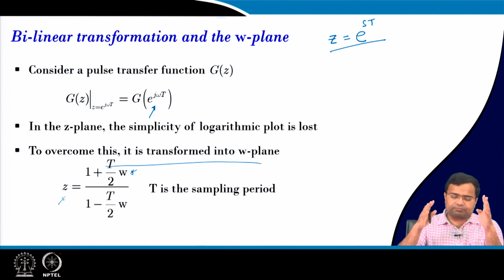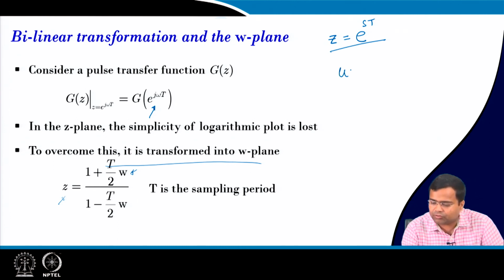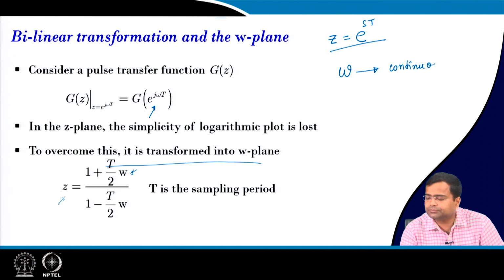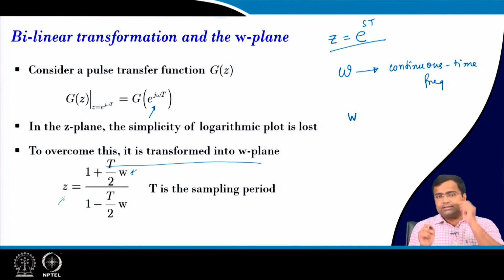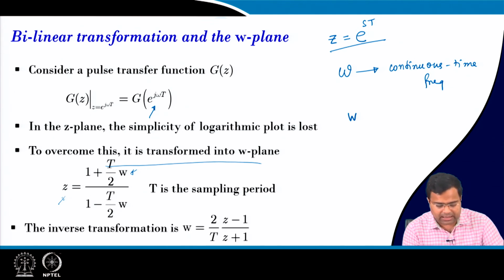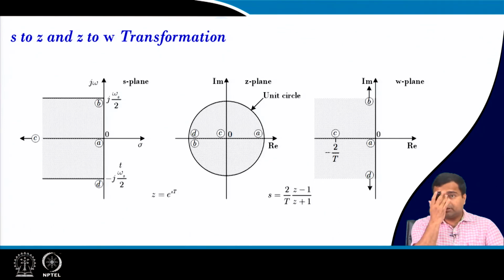That means, when you say omega, it is a continuous time frequency. When you say W, it is a transform domain from the Z transfer function. Okay. And this inverse transformation is also fine. We want to make sure how the mapping works.